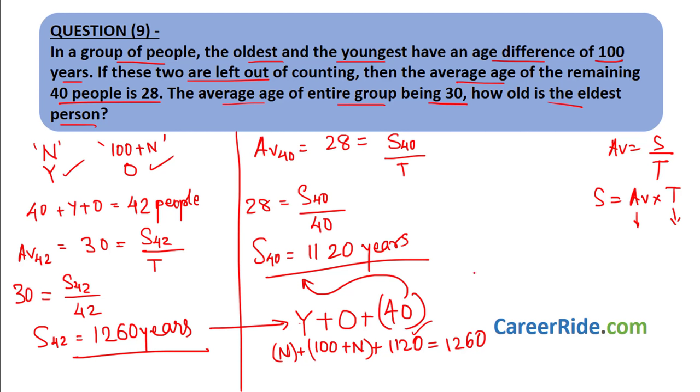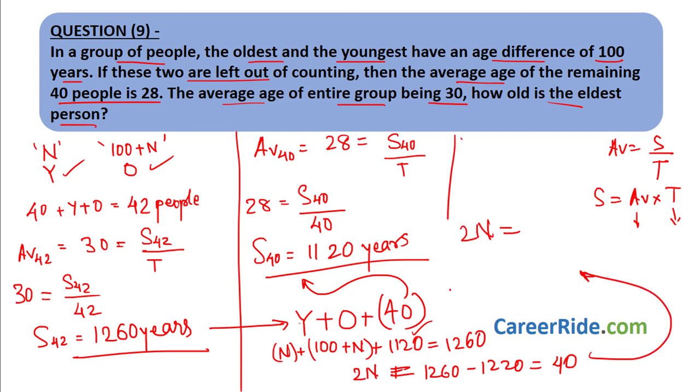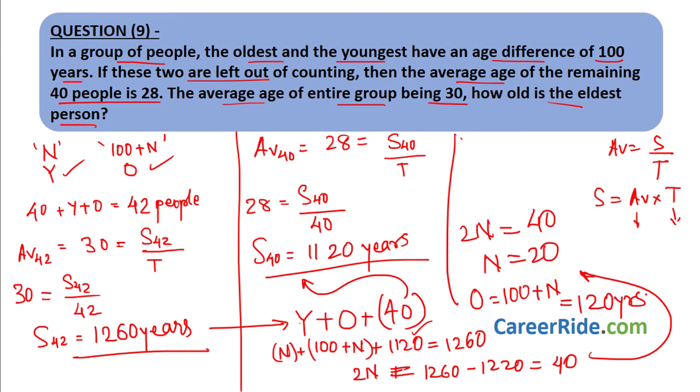So what we will have over here, let's calculate. 2n plus this is 1220, right? It goes over here. 1260 minus 1220 would be 40. So I'll write over here, 2n is equal to 40, n equals 20. What is the age of the oldest person? 100 plus n. Oldest person's age is 100 plus n, that is 100 plus 20 equal to 120 years.